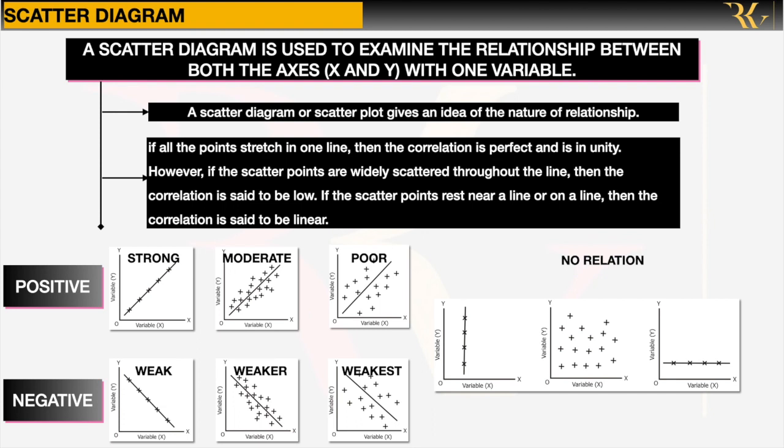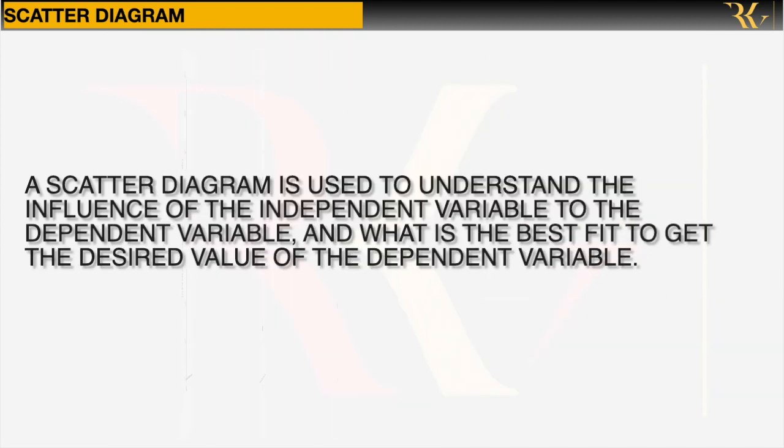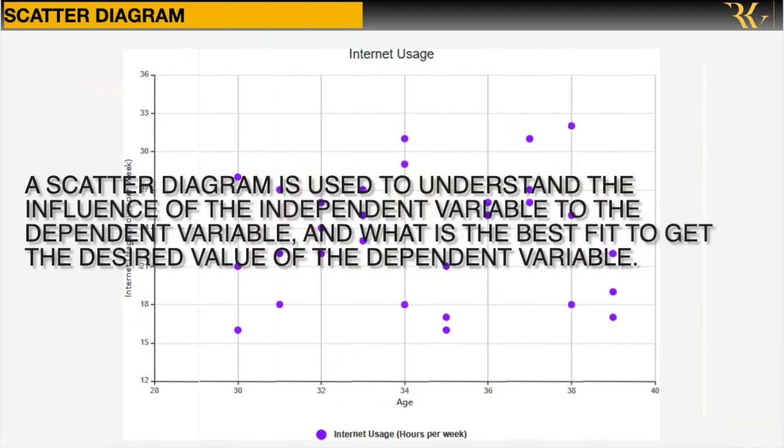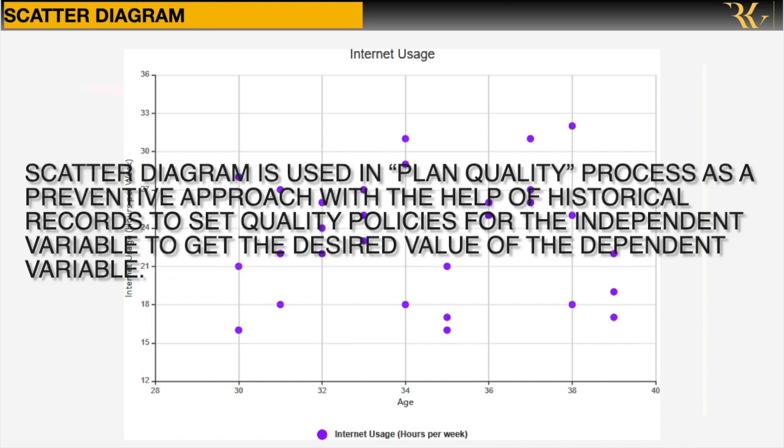Usage of scatter diagram. A scatter diagram is used to understand the influence of the independent variable on the dependent variable, and what is the best fit to get the desired value of the dependent variable. A scatter diagram is used in the plan quality process as a preventive approach, with the help of historical records, to set quality policies for the independent variable to get the desired value of the dependent variable.